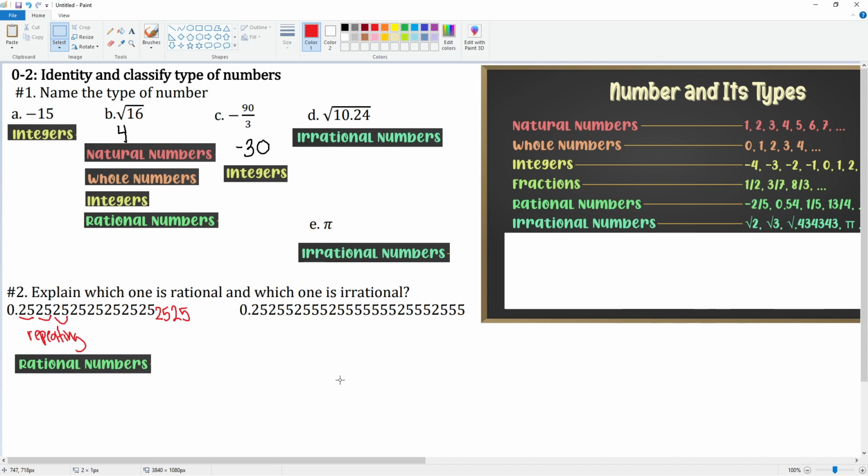Take a look here. This is 0.25, 2555, 2555, 25555555, then 2555 here. There is no repeating, and there is no pattern. Because of that, we would consider this to be an irrational number.